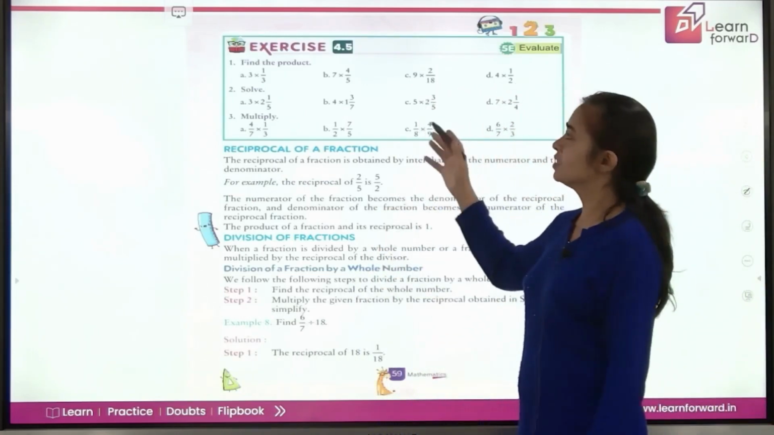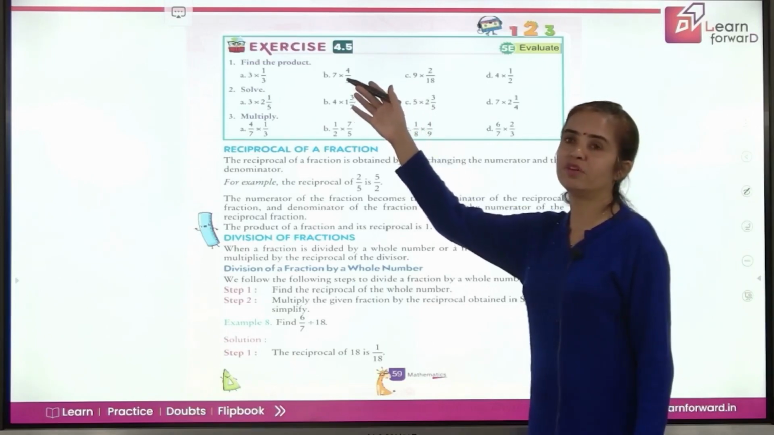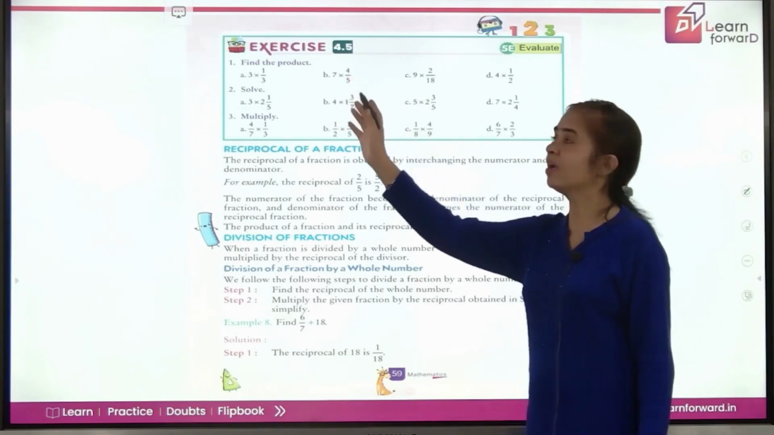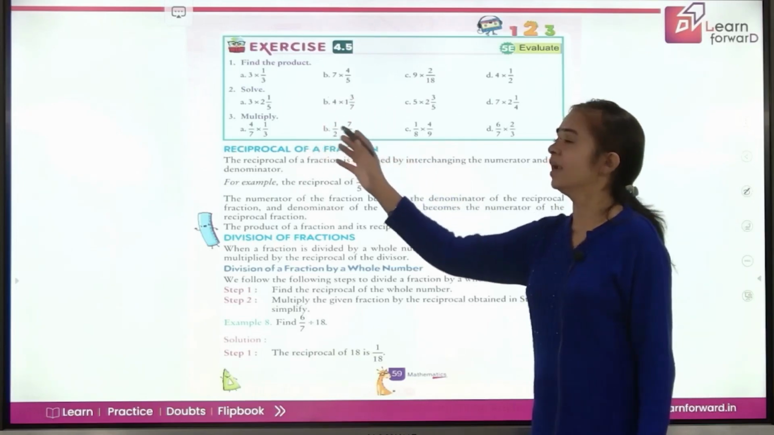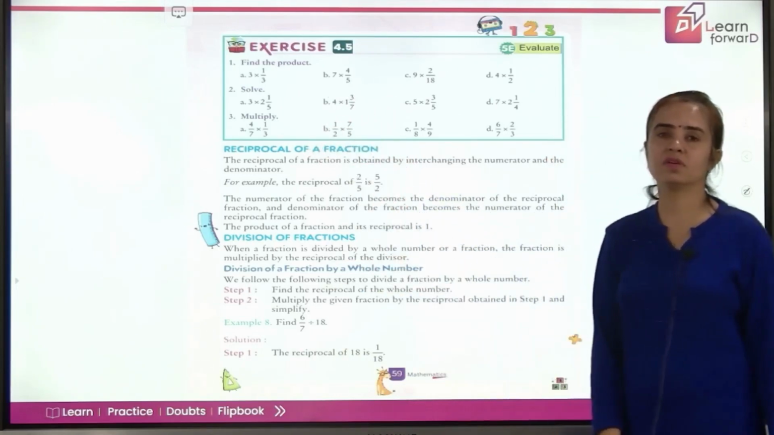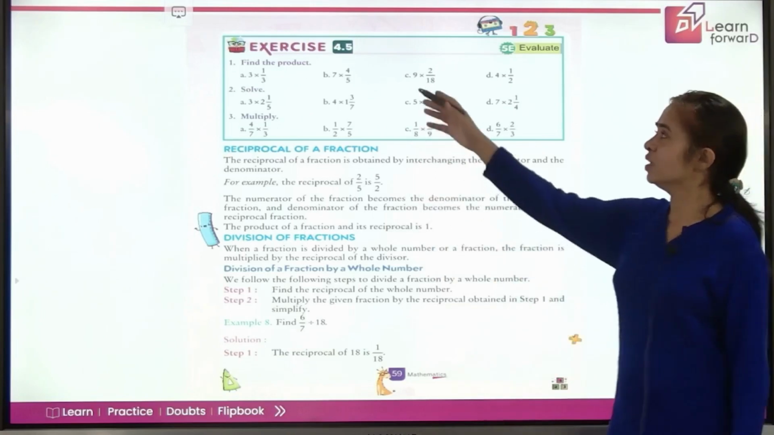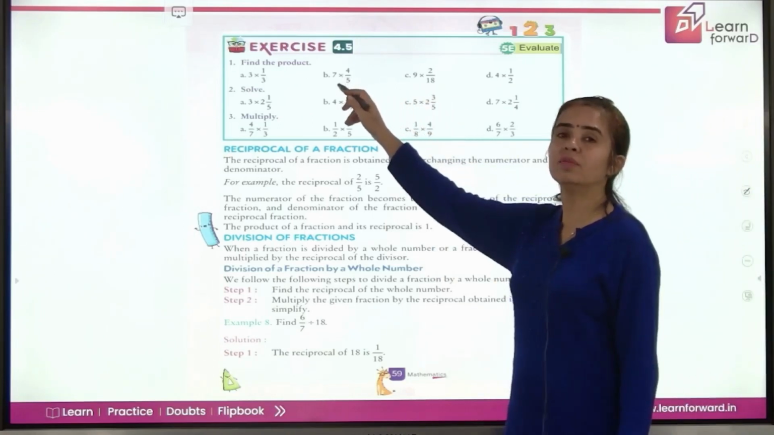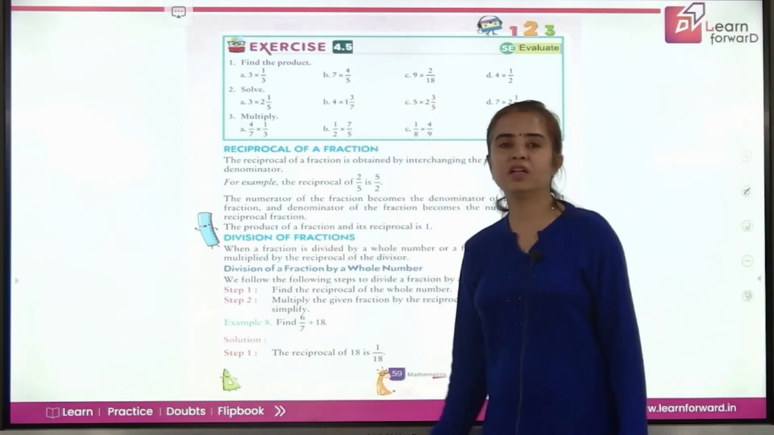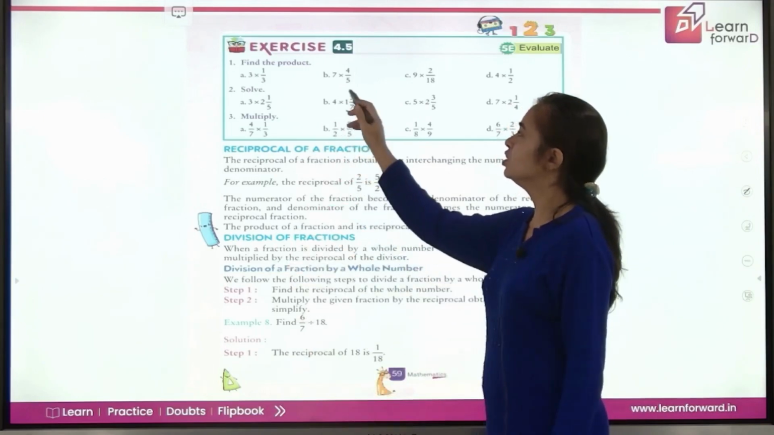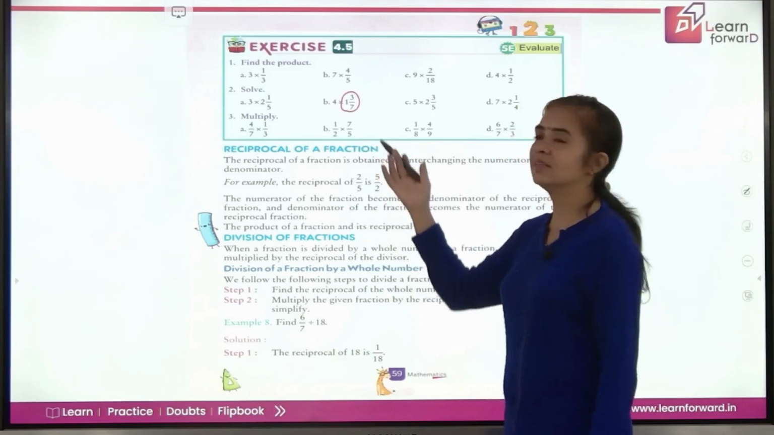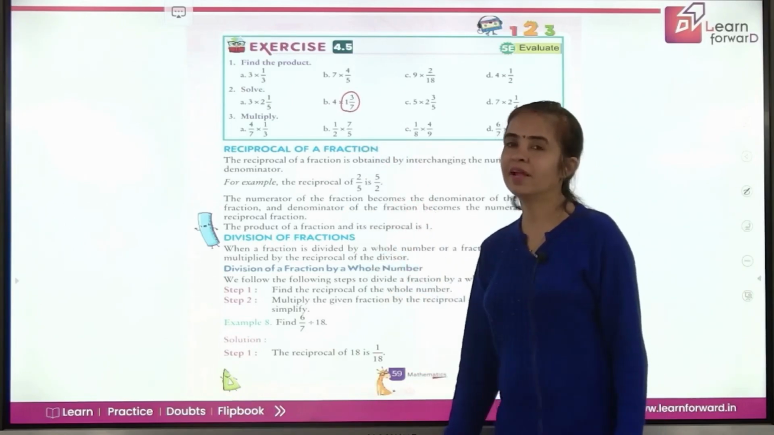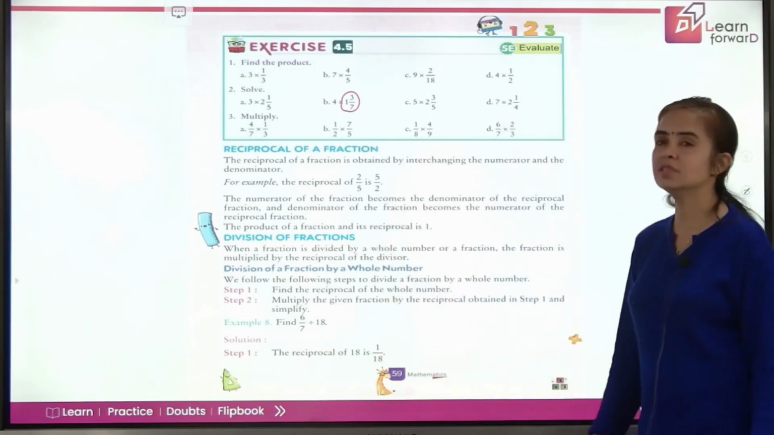Here we have an exercise in which you have to find different products. It's a whole number by a fraction, then a whole number with a mixed fraction, and here two fractions are given. So in the first, change the whole number into a fraction by giving denominator 1. Here, change the mixed fraction into improper, and this is just simple, right? I'm sure you'll be able to do these questions.